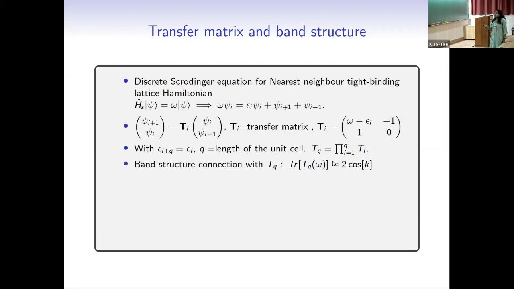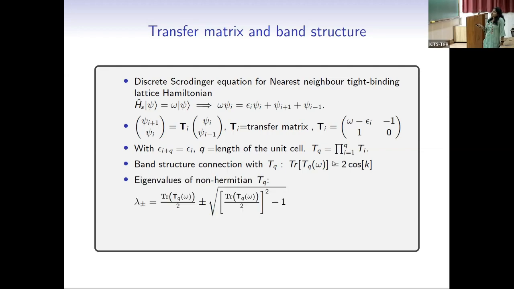Now, the band structure has some connection with this transfer matrix. Let's say we consider only Q equal to 1, so all the potentials are identical and we set them to 0. Then the trace of the transfer matrix will give you the dispersion relation of the lattice.